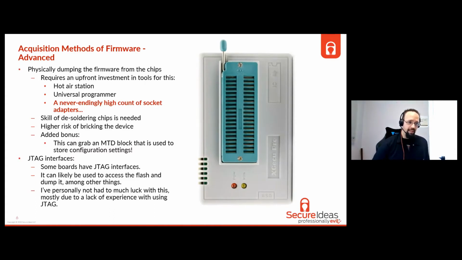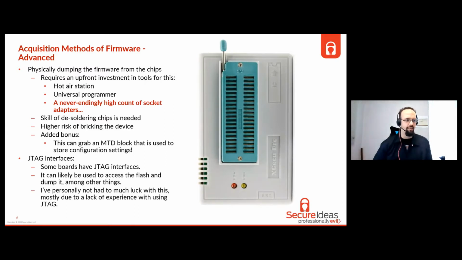Next up would be the more advanced methods. I'm growing a little bit more fond of this method lately. It's just been kind of fun to do. Physically dumping the firmware from the flash chip is kind of neat, but it does require some investments. It requires something like a hot air station, which makes removing those NAND chips a lot easier, because a lot of times they're going to be TSOP or something along those lines. You'll also need a universal programmer; you can pick these up from Ollie.